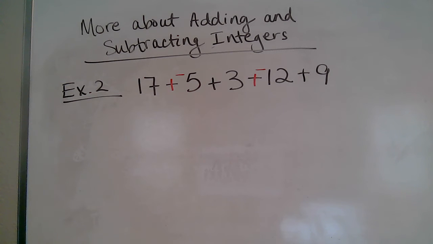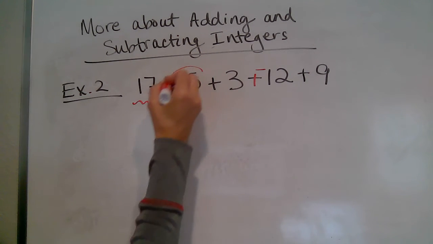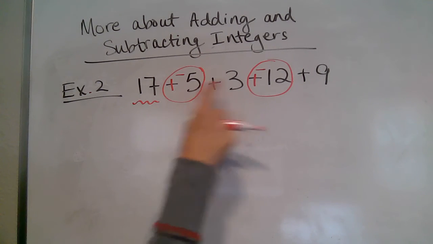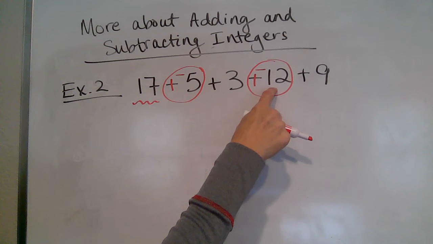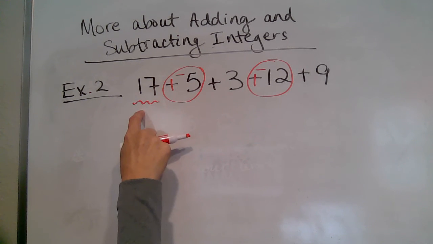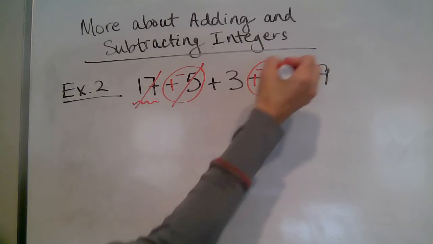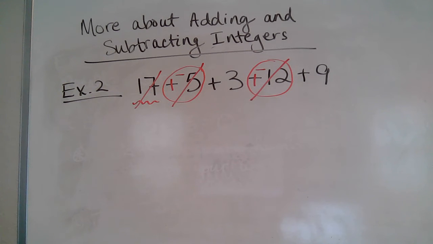So what I notice here that you might have to look a little bit for is I have a 17 and it's a positive 17, but I also have a negative 5 and a negative 12. Negative 5 and negative 12 is equivalent to negative 17. So if I have a positive 17 and a negative 17, I can get rid of those. And I'm left with 3 plus 9, which is 12.